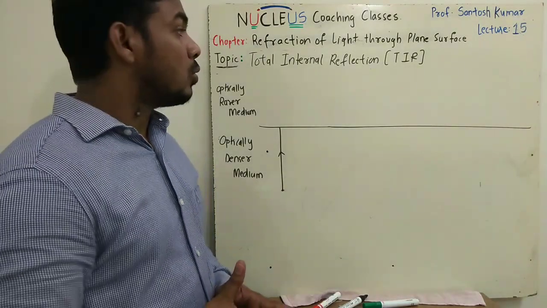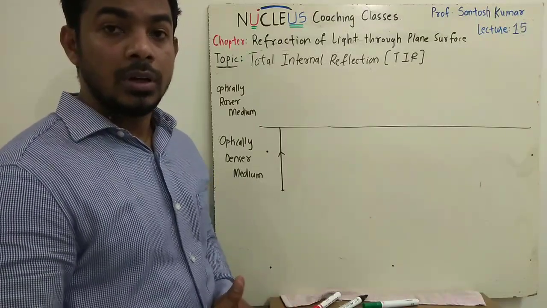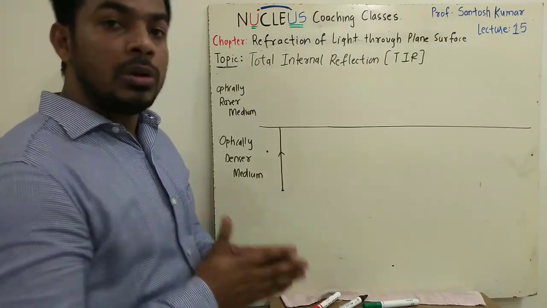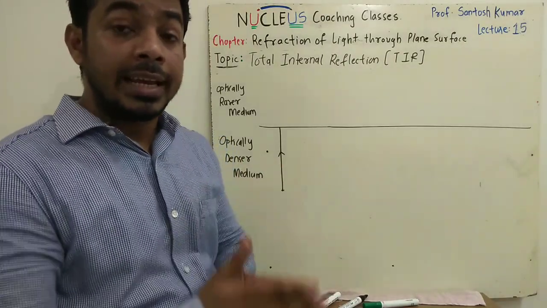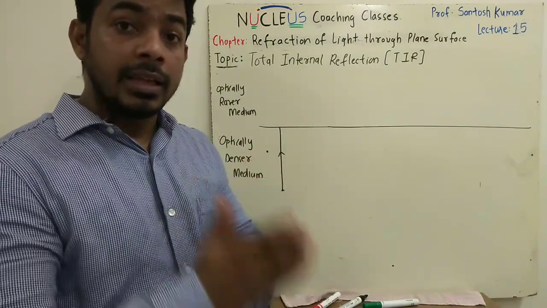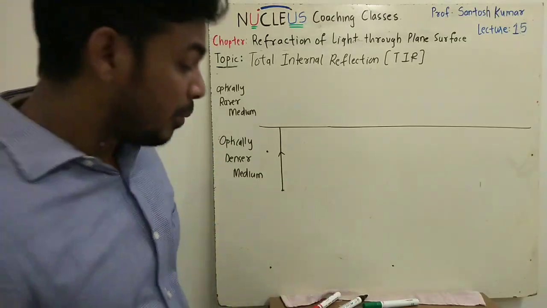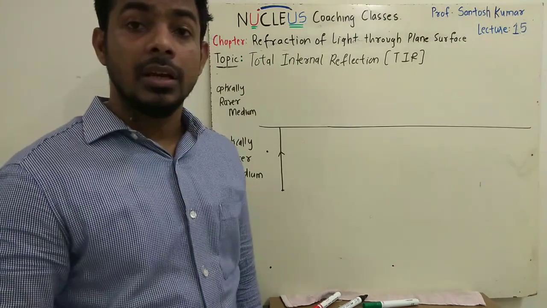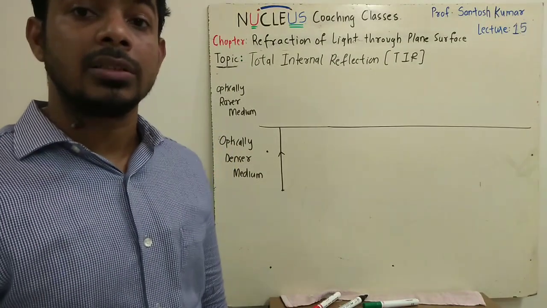Now we will learn about total internal reflection, a very important section of this chapter and very important for board exams also. We already know that whenever a ray of light traveling from one medium strikes the surface of an optical medium, there is a reflection of light as well as refraction of light, and that phenomenon where reflection and refraction occur simultaneously is called partial reflection and partial refraction of light.